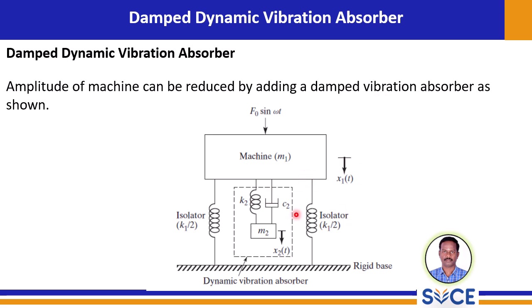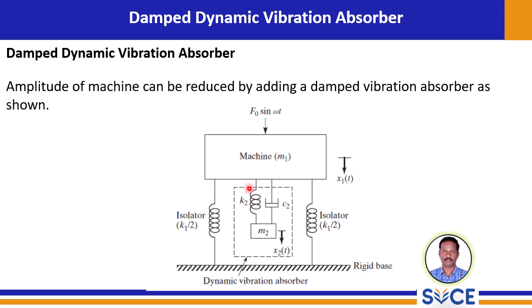With the introduction of damping, the reduction in the main mass vibration amplitude is no longer theoretically zero at a single tuned frequency, but is significantly reduced over a range of frequencies around the tuned frequency. This damping helps to control the response of both the main mass and the absorber mass, preventing excessively large oscillations of the absorber. The optimal value of the damping coefficient C2 is a compromise.